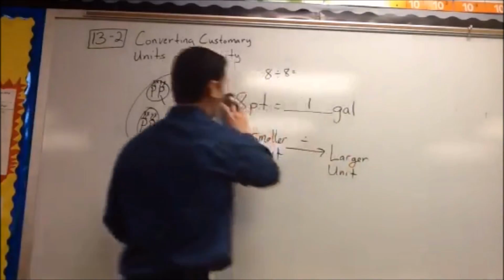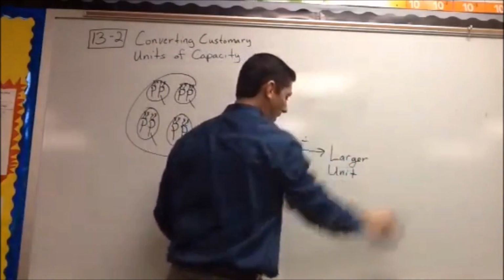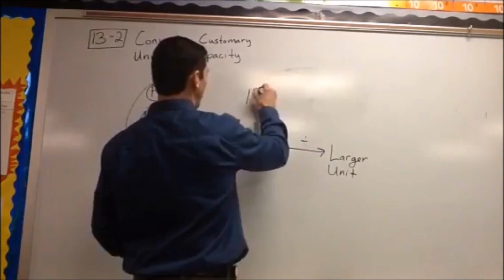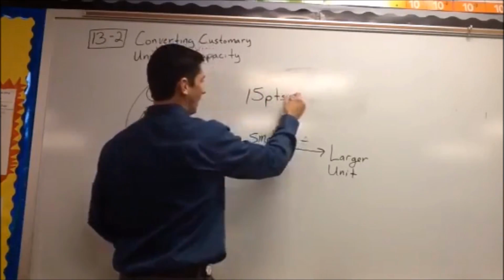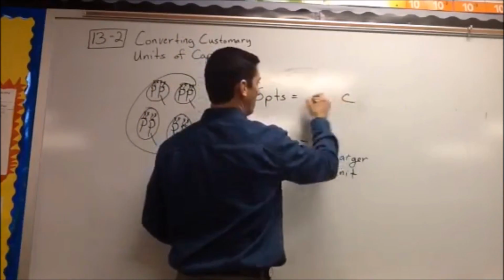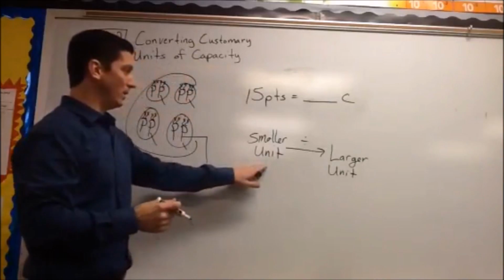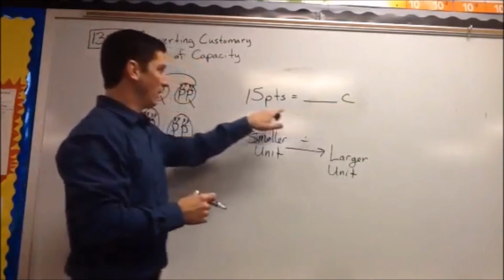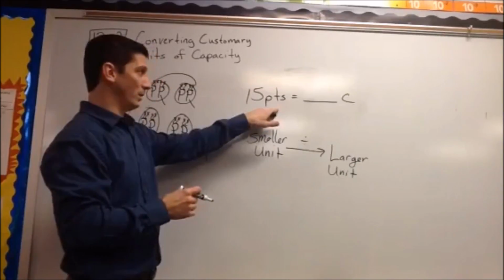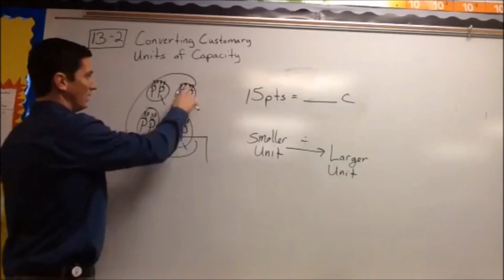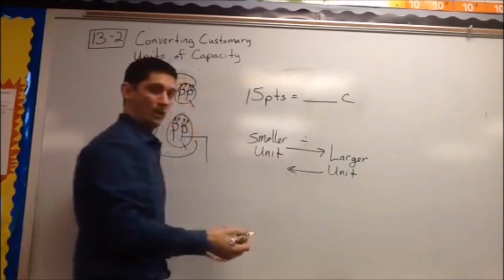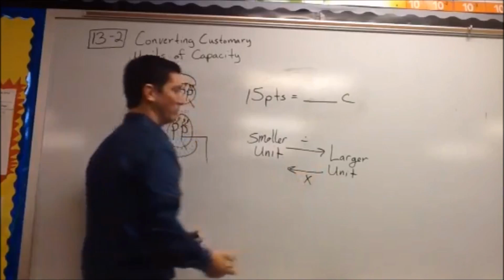So let's do that one more time, with a little bit different question. Let's go with 15 pints, and we're going to convert it to cups. Okay, we're going from pints to cups. That's going from a larger unit, right? So the pints are here down to the cups. Pints are larger, from a larger unit to a smaller unit, and yeah, you're right, you multiply.